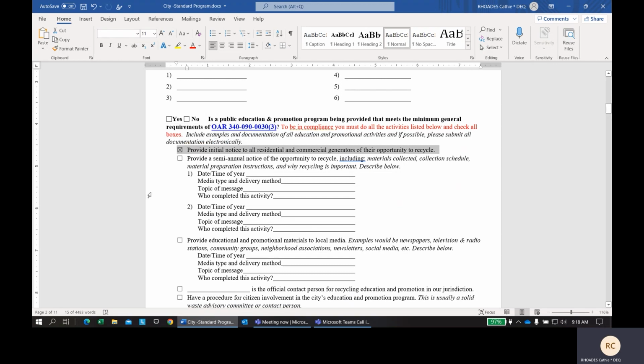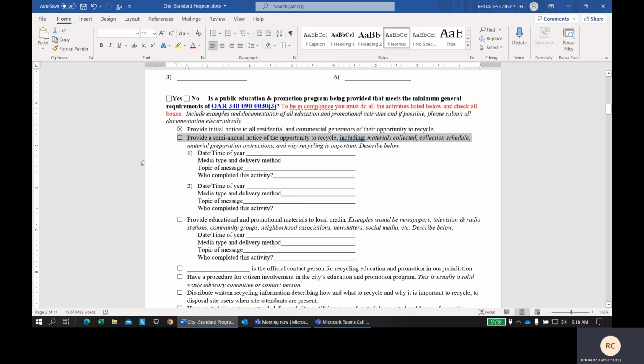Next, you are required to provide an initial notice to residential and commercial generators that are new. So if a new person moves into the area or you have a new customer, you are required to provide some sort of initial notice so they know how to recycle and what the programs are in that area.